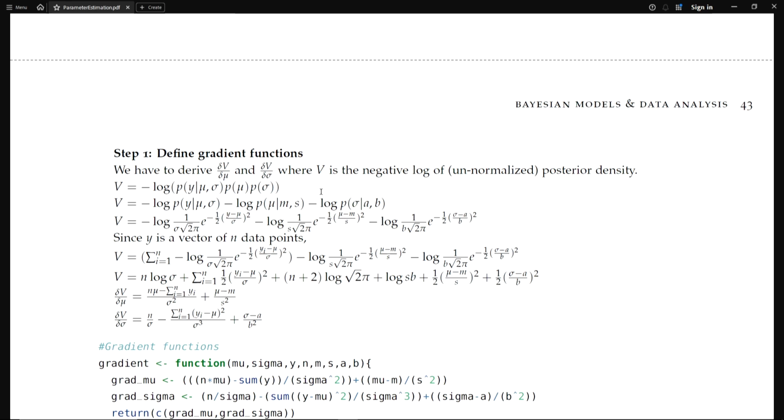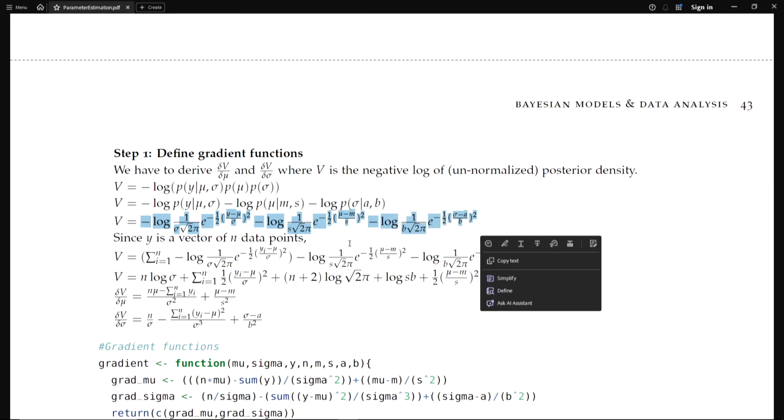You need to define the rate of change in position with respect to time, and the rate of change in momentum with respect to time. So basically you need to do differentiation of potential energy and kinetic energy respectively. This gives you the potential energy, the negative log of likelihood into prior. Now you can plug in the likelihood function. The likelihood is a normal likelihood, so I am directly plugging in the likelihood function here. This gives me the prior density for mu, and this gives me the prior density for sigma. So this function gives me the negative log of likelihood into prior.